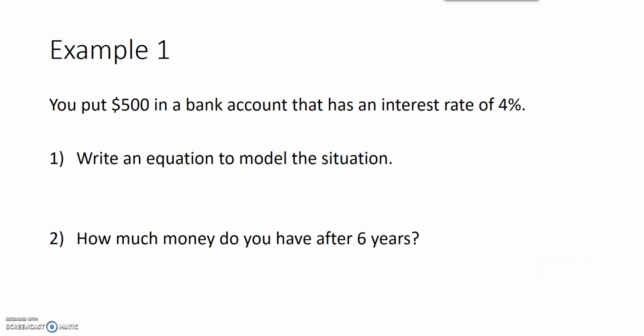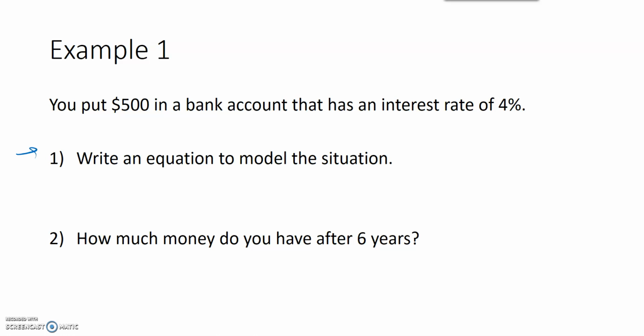You put $500 in a bank account that has an interest rate of 4%. We have two parts here. First, we're going to write an equation to model the situation. Second, I want to know how much money you would have after 6 years. You didn't do anything to the money but put it in the bank. So first part, we're going to write an equation.